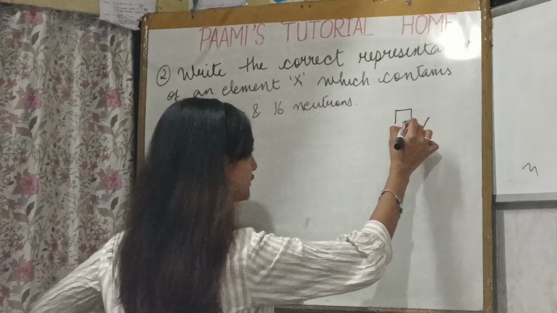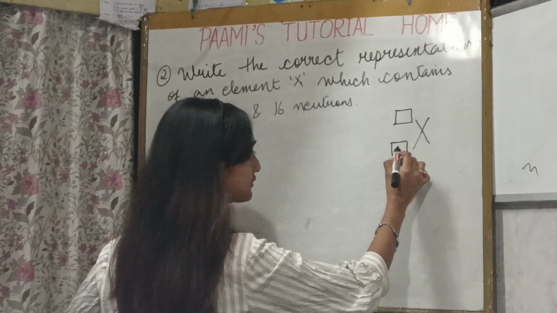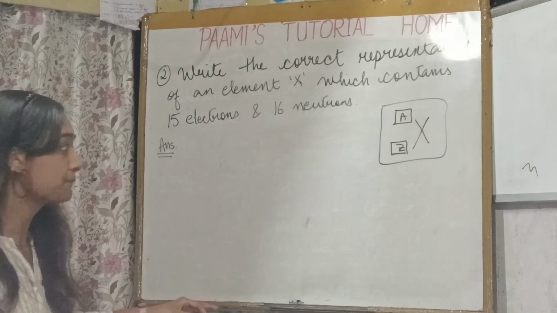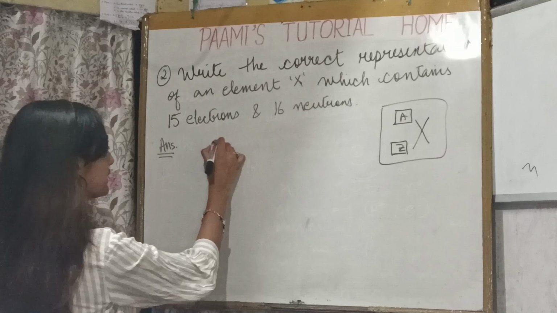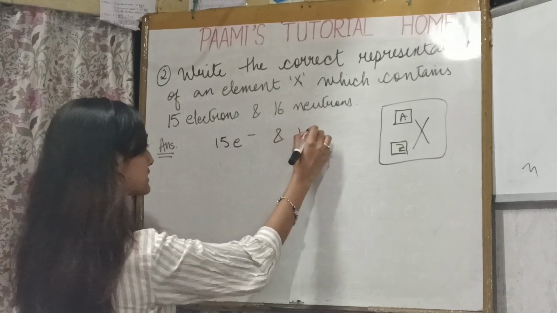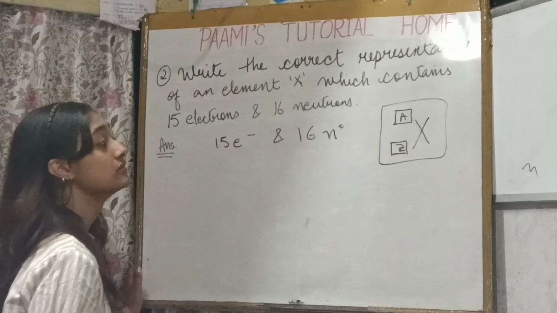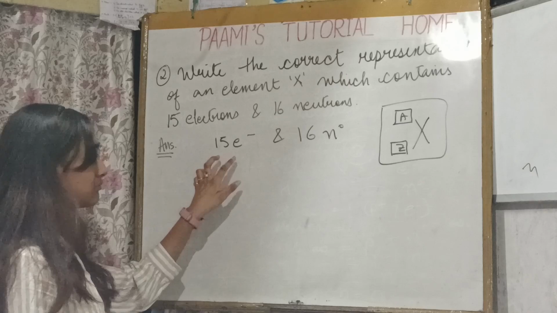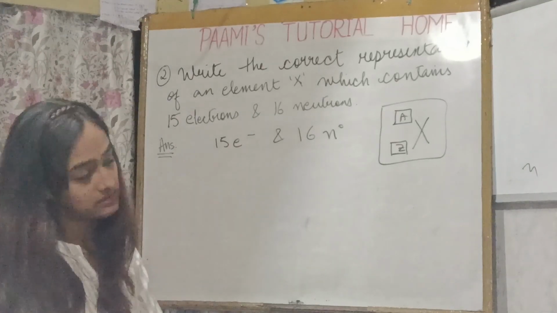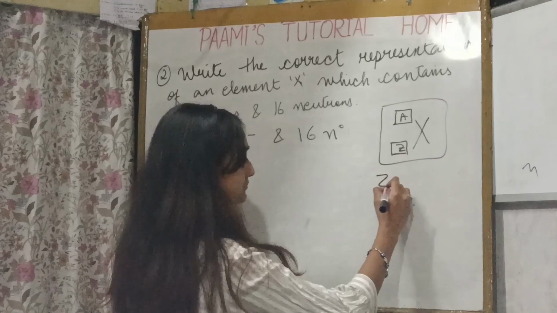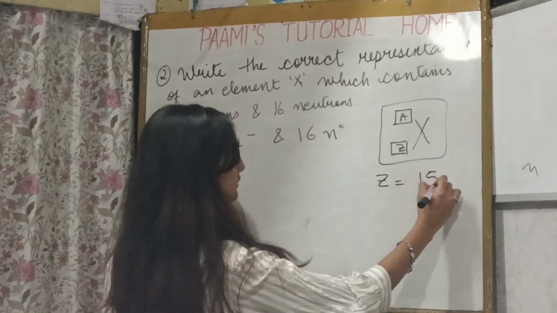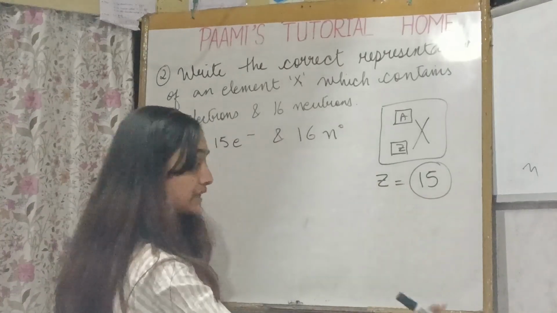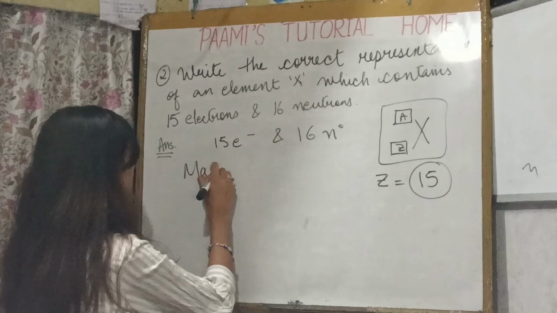Representation means out here you will have your mass number and here you will have your atomic number. This is called representation of an atom. Okay. So what are we given? 15 electrons and 16 neutrons, right? What do we need? Atomic number and mass number. It's very, very easy. Electron number is equal to proton number is equal to atomic number, right? So we already know our atomic number. Atomic number is 15, because electron number is 15, so proton number is also 15, atomic number is also 15, right? Now what we need is our mass number.